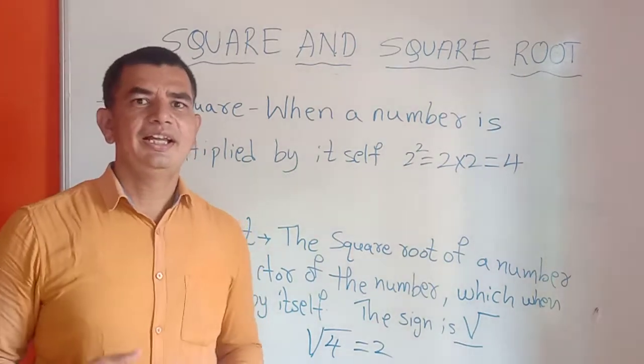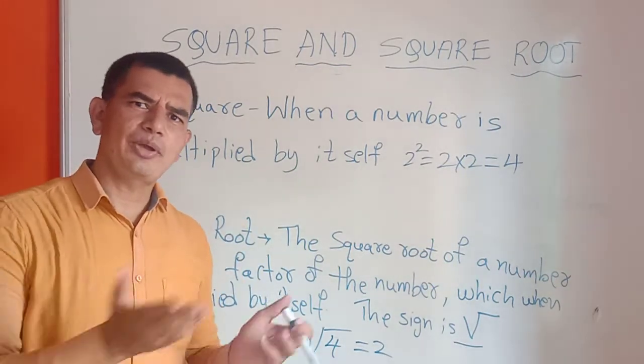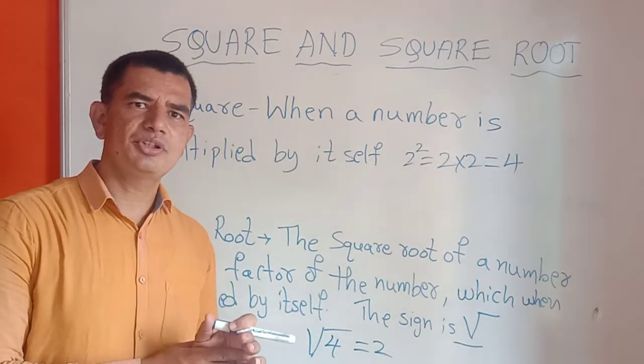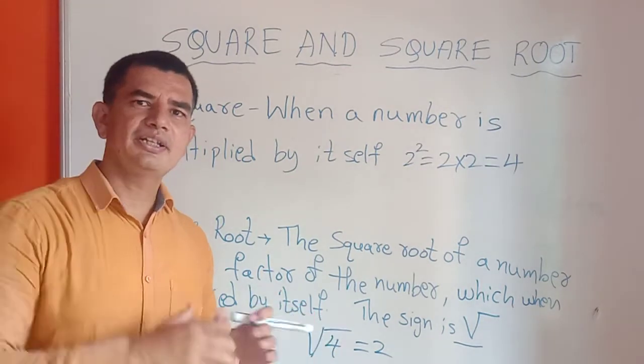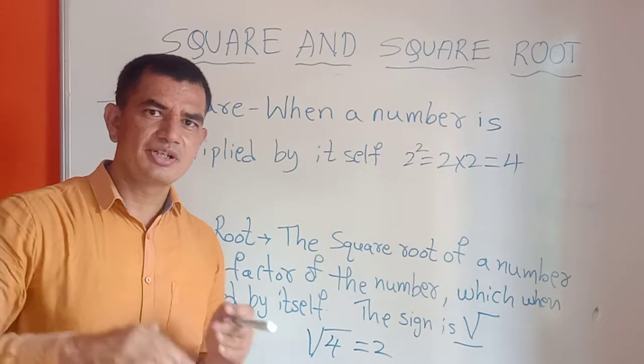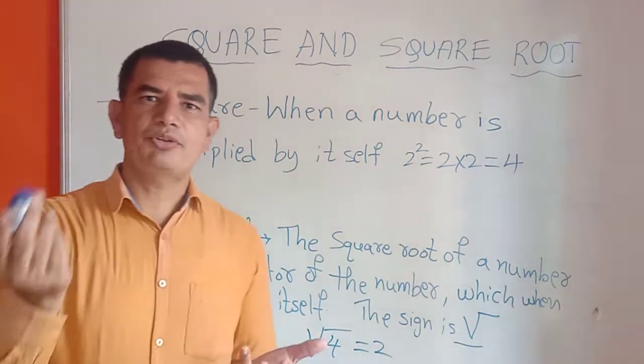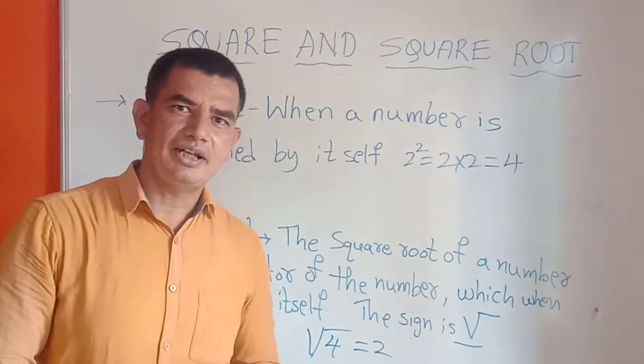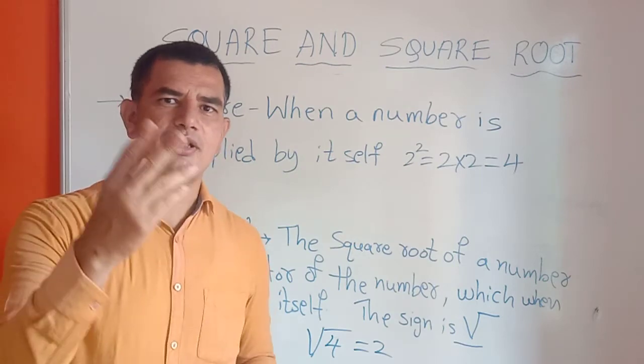Now students, let's see the 1 to 10 square numbers and square roots, and which number comes at the last. After that I will explain how to find the square root by two methods, that is the prime factorization method and the division method. So let's see that.